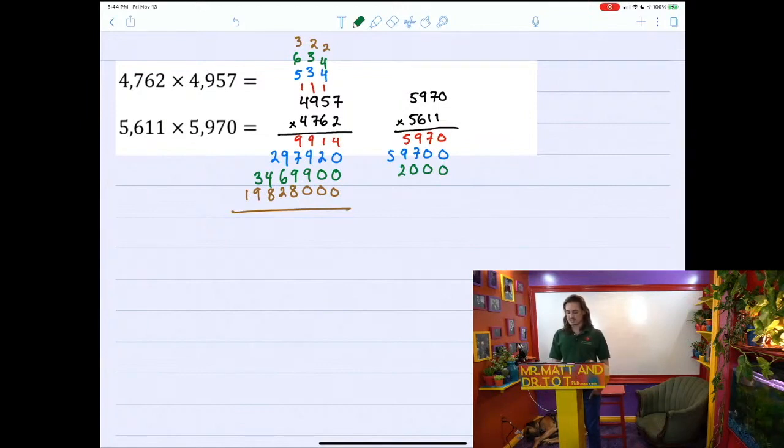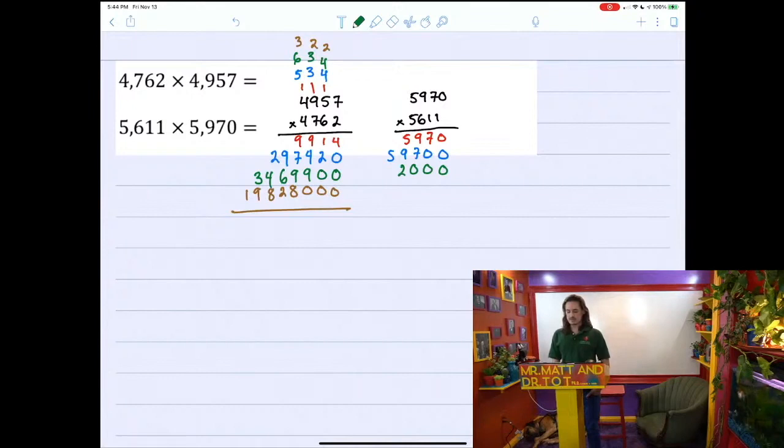63 plus 3 is 66, so keep the 6, carry over the 6. And then finally, 7 times 4 is 28. 28 plus 6 is 34, so there's no other value to regroup into, so we just write out that 34 in the green number, the third line down.